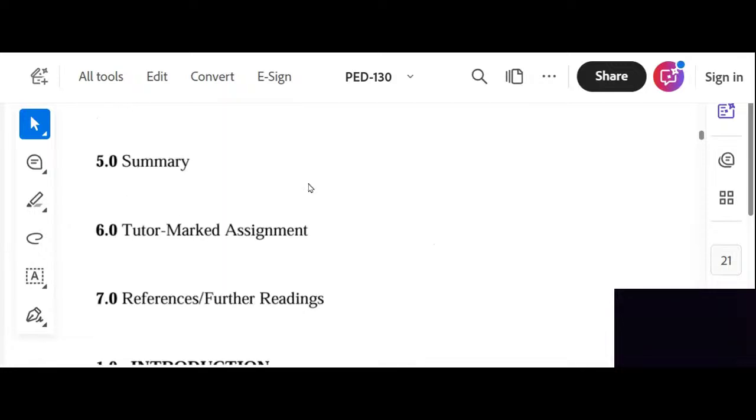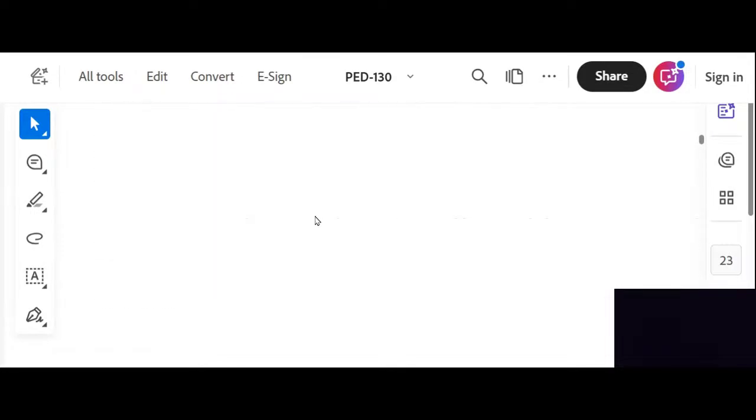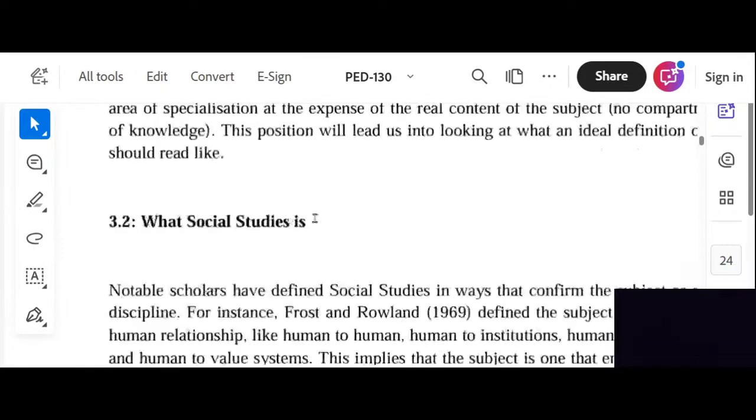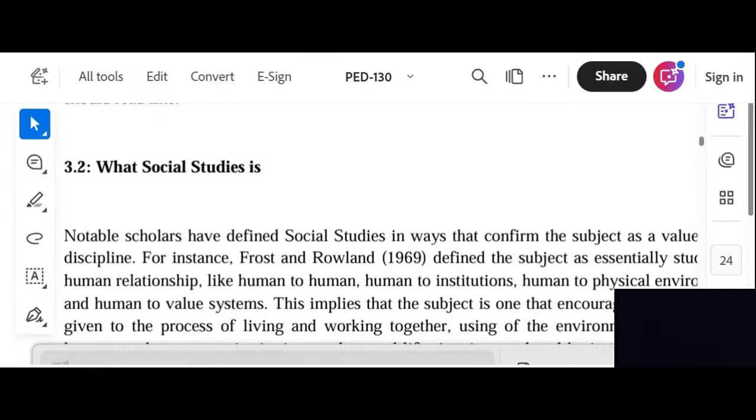I hope you are able to see my screen, because this is my network. I'm not sure. Okay, this is where we are meant to be.